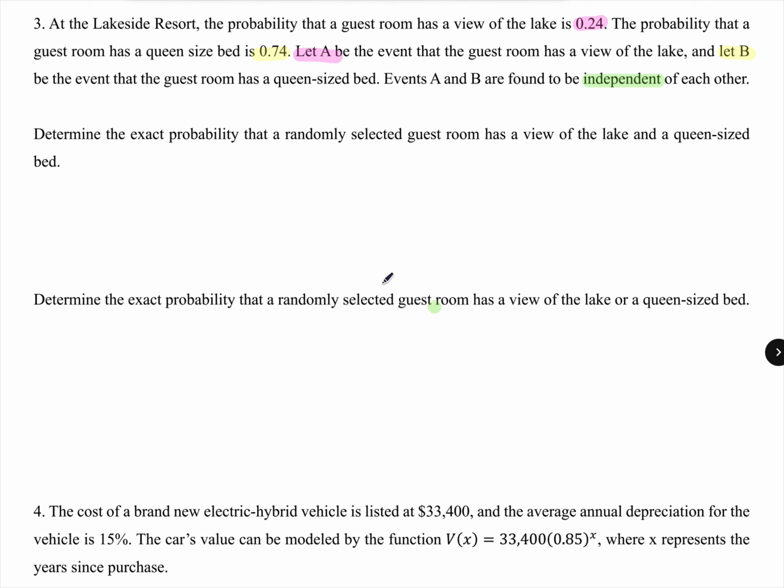So the first one is determine the exact probability that a randomly selected guest room has a view of the lake and a queen size bed. So this is the and, and then at the end we want to find the probability that they have a view of the lake or a queen size bed. So this little piece, independent, basically means that if I'm trying to find the probability of A and B, all I have to do is say, what's the probability of A times the probability of B? That's it.